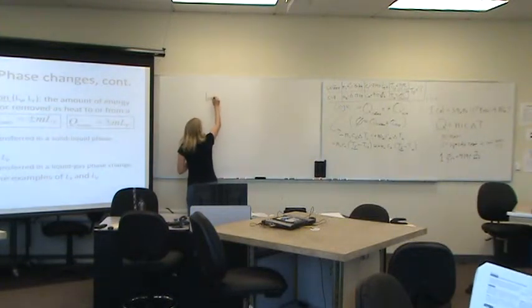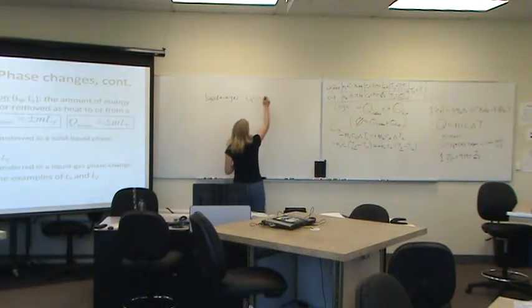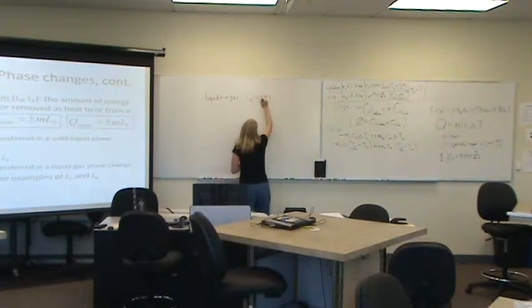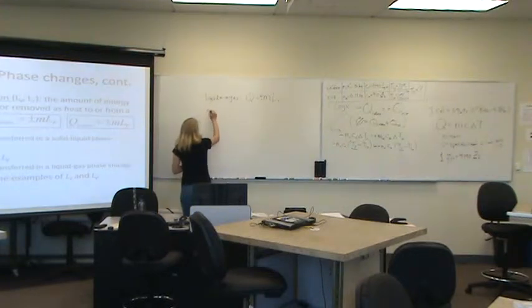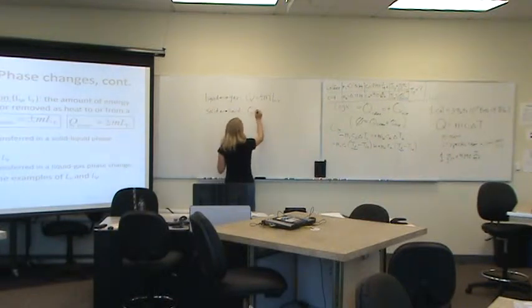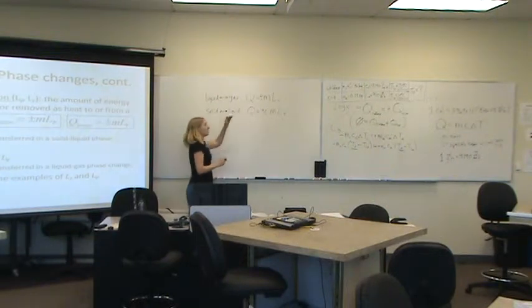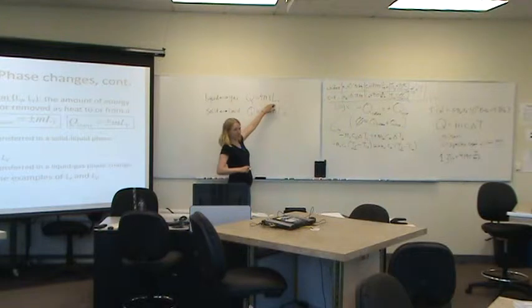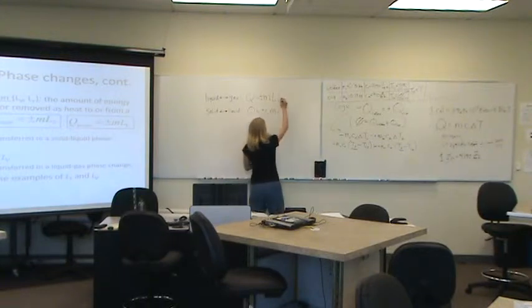If the phase change is liquid to gas or gas to liquid, then your heat of transformation is plus or minus M times the latent heat of vaporization. And if you're going from solid to liquid or back and forth, then you've got plus or minus M times the latent heat of fusion. These are material-dependent values. Water would have a different latent heat of fusion from salt water, for example. So those you're going to look up in a table.